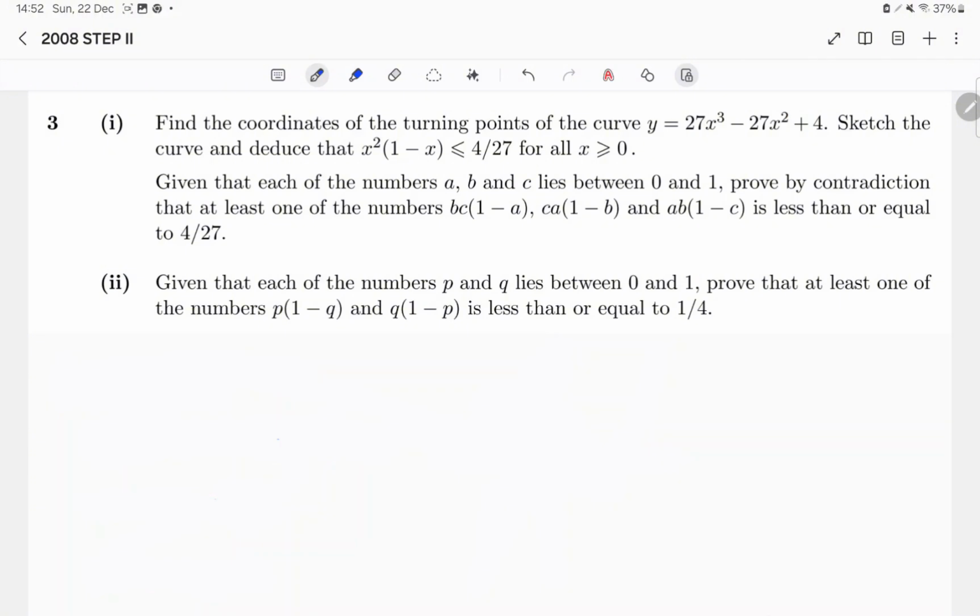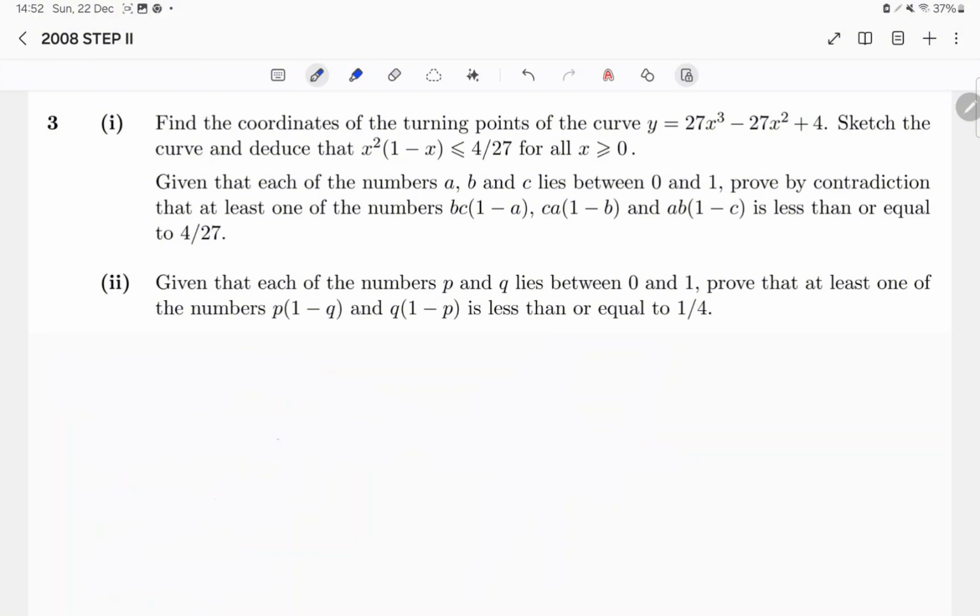Find the coordinates of the turning points of the curve y equals 27x cubed minus 27x squared plus 4. Sketch the curve and deduce that x squared, 1 minus x, is less than or equal to 4 over 27 for all x greater than or equal to 0.